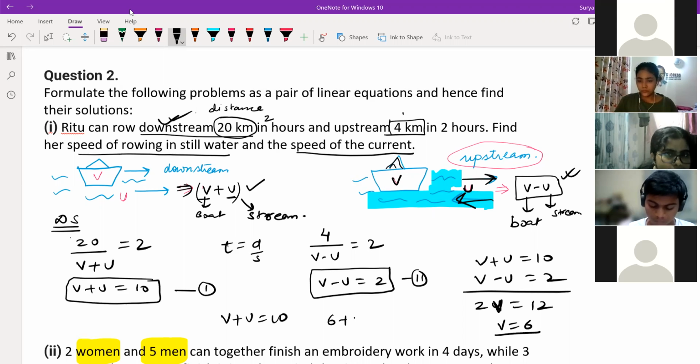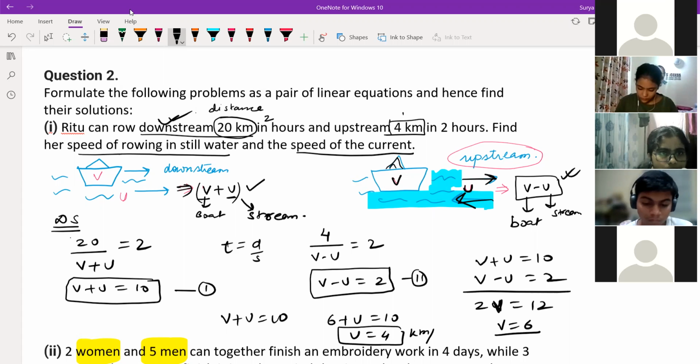So 6 plus U is equal to 10. So U is equal to 4. So this is 4 kilometer per hour. V is the stream, and 6 kilometer per hour is your boat. So this is the final answer.